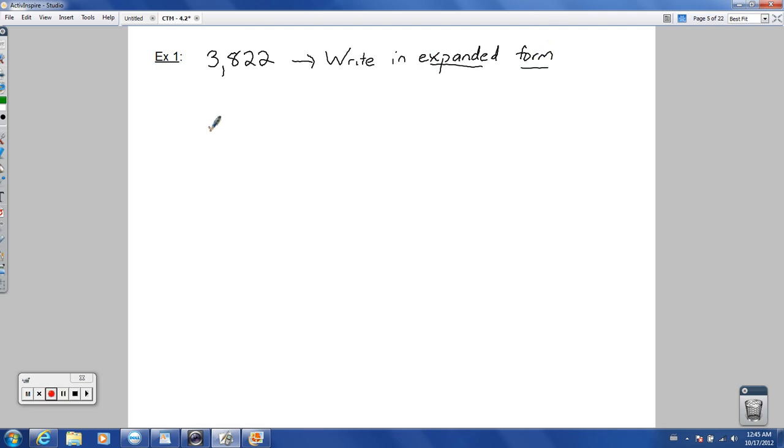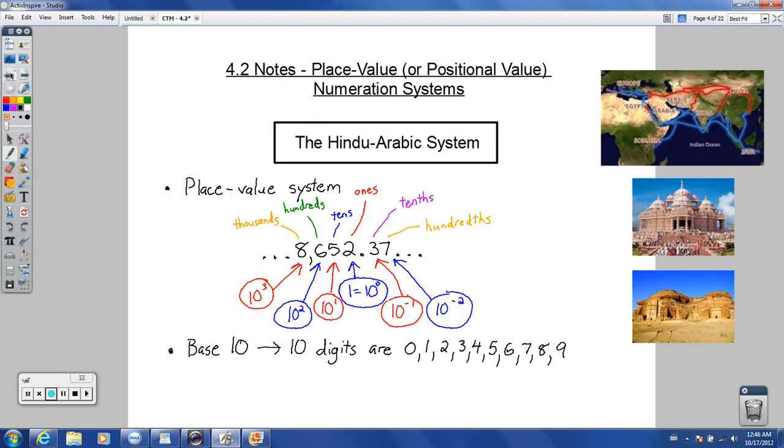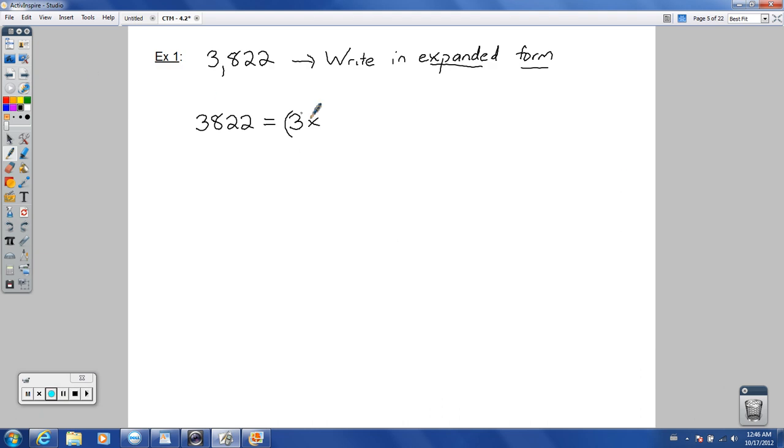It may sound trickier than it actually is. So 3,822. I think I may have said we're going to write this in Babylonian terms. Yeah, we're getting there. We're not to that spot yet. We're just going to write this out in our expanded form. Here is 3 times, well, this is the thousands place, so it's 3 times 1,000. Or in other words, we saw that the thousands place was 10 to the 3rd power right here. So we could write that as 3 times 10 to the 3rd.